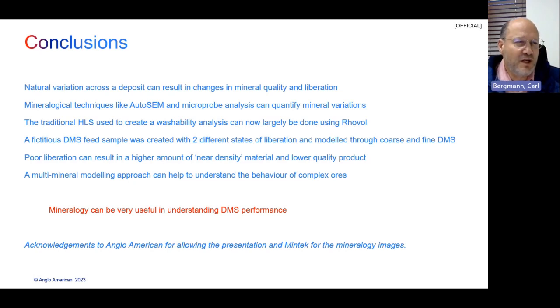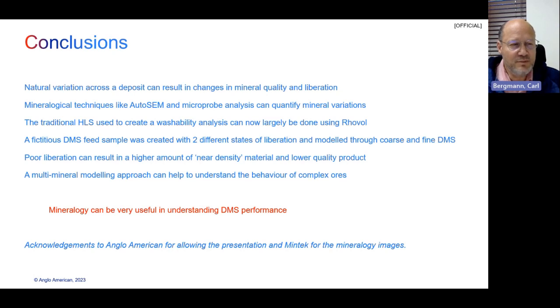So to conclude, we know there's natural variation across the deposit, and this can make changes in the mineral quality and mineral liberation. You can use techniques like autosemi microprobe to quantify these variations. We've seen traditional DMS, very, very useful, very, very powerful, but often nowadays being done by a process called Rovol. We made a fictitious DMS feed. We created 2 states of liberation where that was the only difference between the two. And we modeled that through coarse and fines DMS. And the results were showing us that poor liberation gives you more near density material and a low quality product.